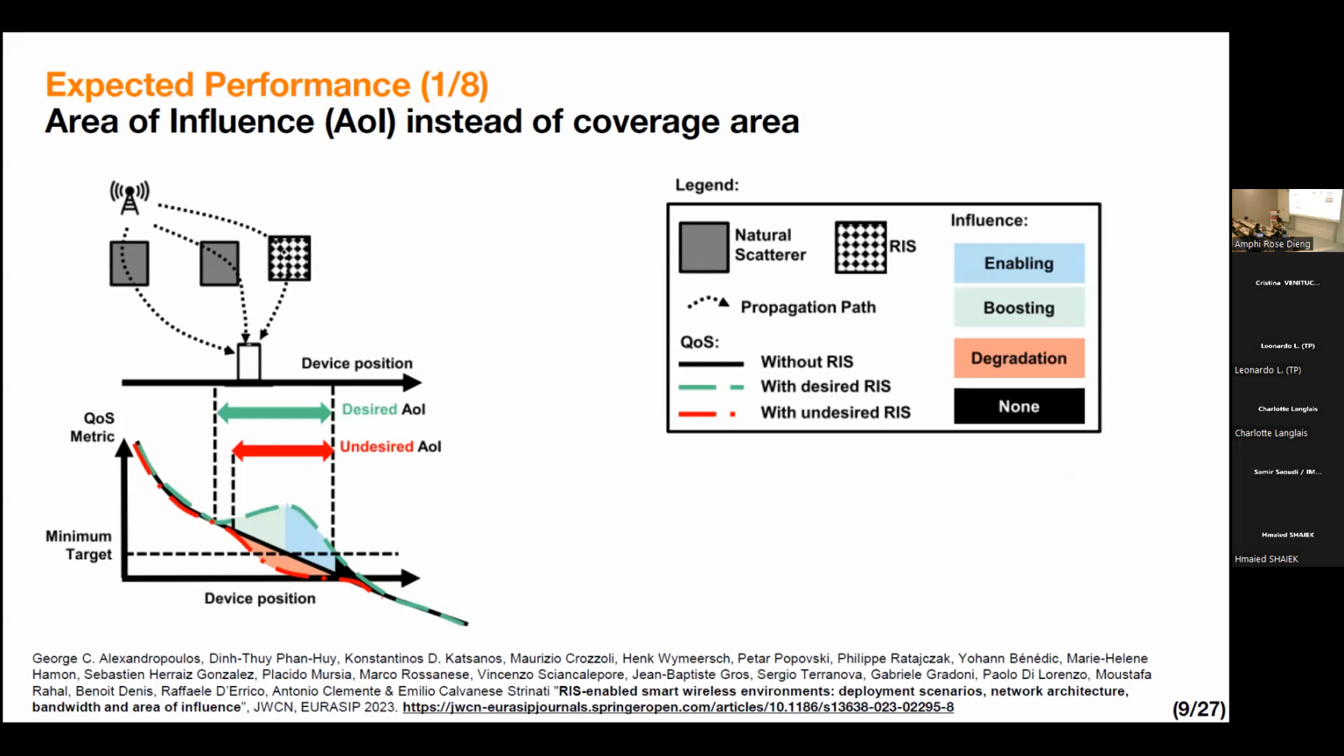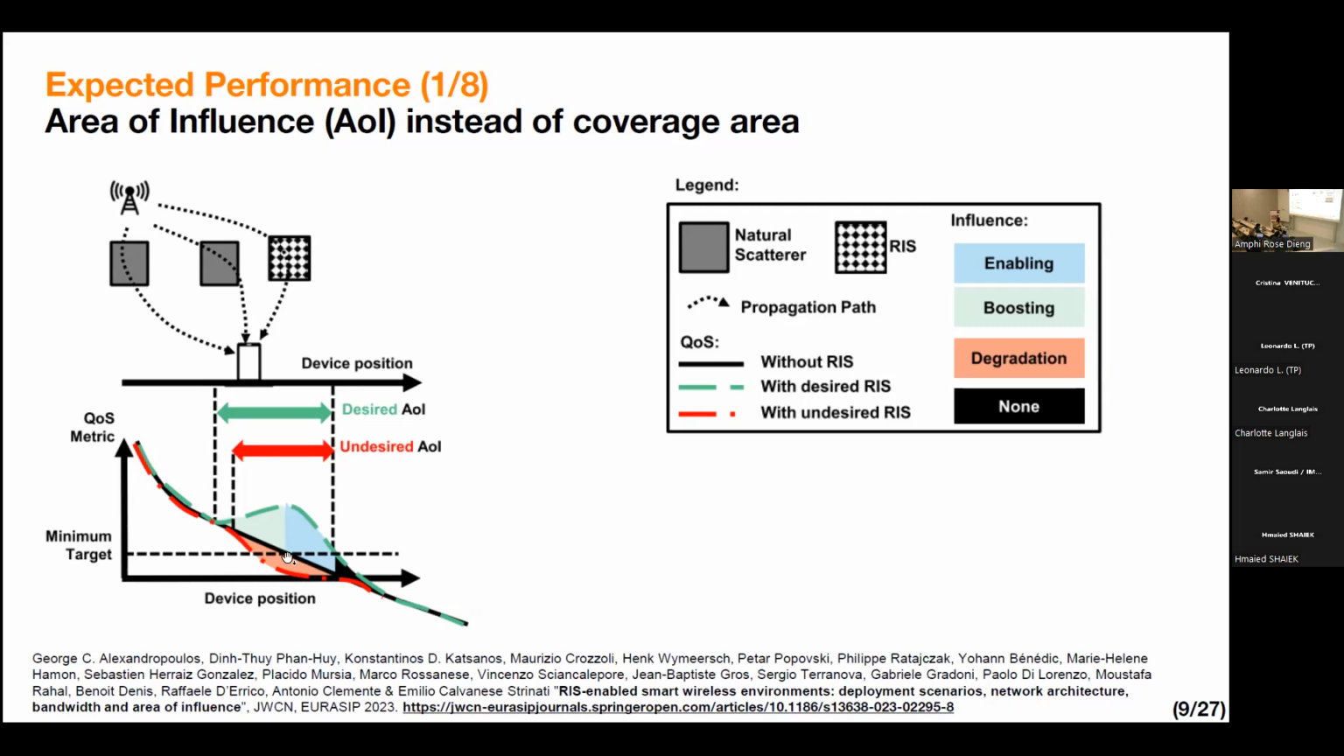Okay, so expected performance. Before I show some numbers, I would like to discuss coverage. When we deploy a network, we plot coverage. It's a performance metric. We have a service performance metric as a function of the distance between the device and the base station. And usually we have a minimum target performance, and this defines your coverage. When you add a RIS in the propagation, you change the coverage. You can degrade it if you do dumb things, but you can also improve it. You improve the quality of service metric.